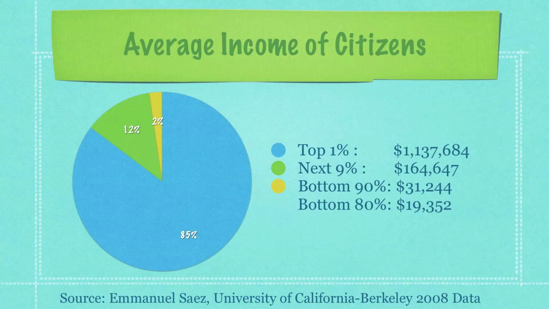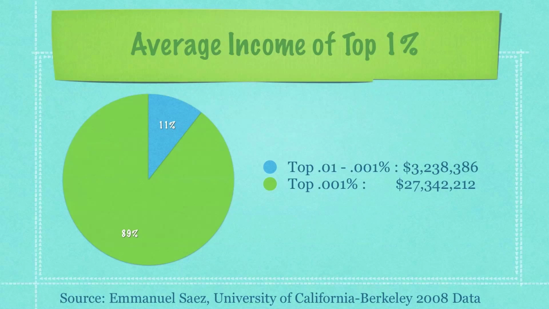And in fact, the bottom 80% earn only $19,000. So let's look closer at that 1%, and you can see that there is a very small fraction of the population that actually earns most of the income, as you can see right here in this pie chart.